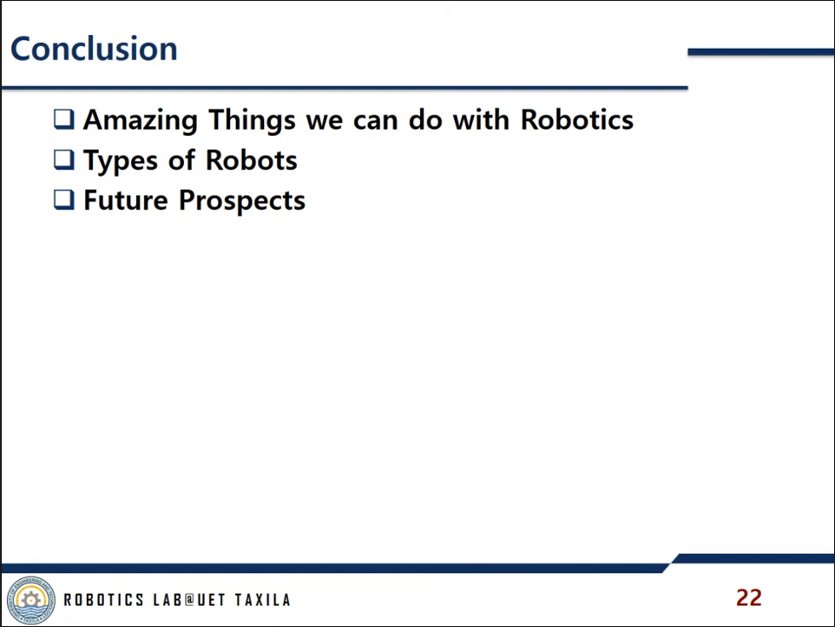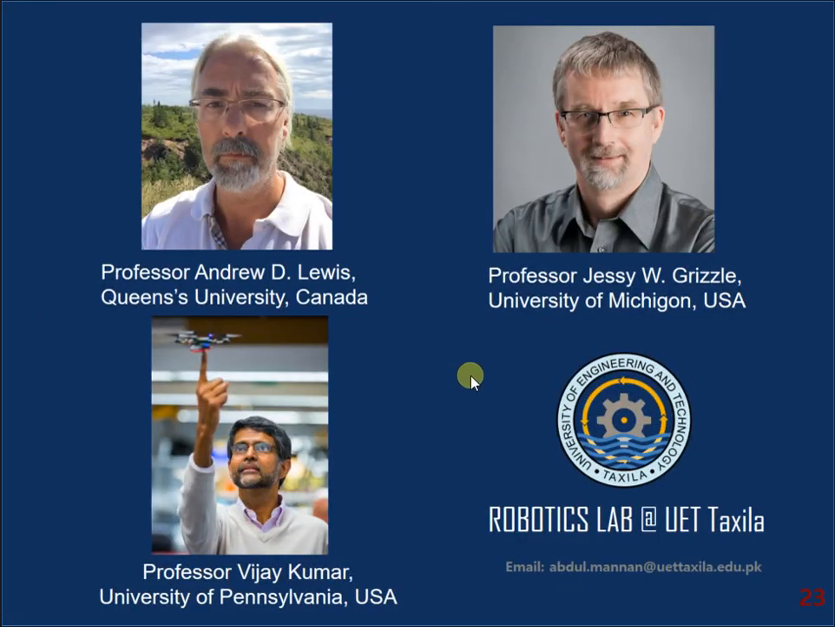Let me give you some big names in robotics. This is Professor Andrew D. Lewis. He's working on geometric control, and he's basically working on underactuated robots. This is Professor Jessy W. Grizzle. He's from the University of Michigan. He's working on legged robots. Really amazing person. Then we have Professor Vijay Kumar. He is working on many different fields, but basically he's working on mobile robots and robot cooperation.